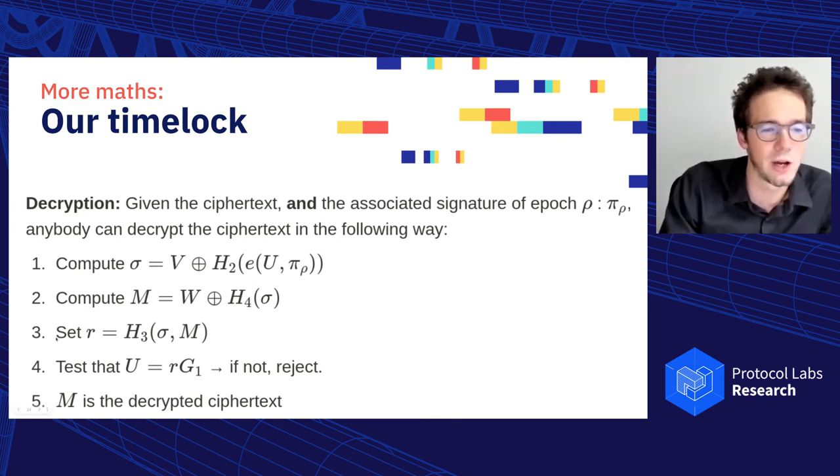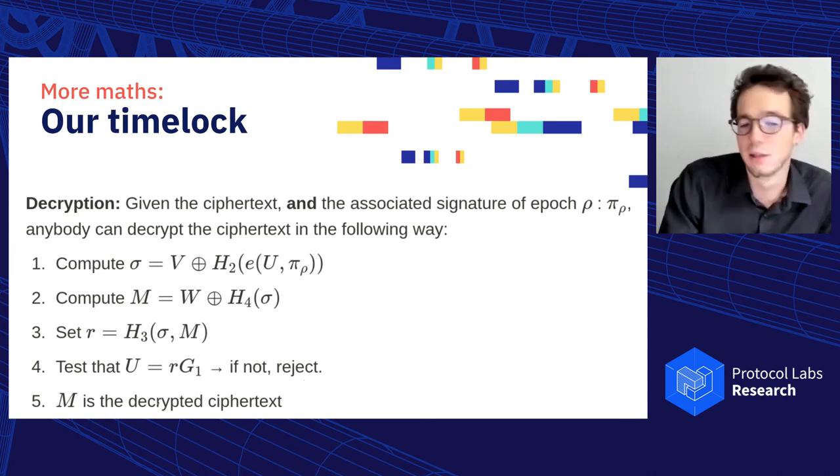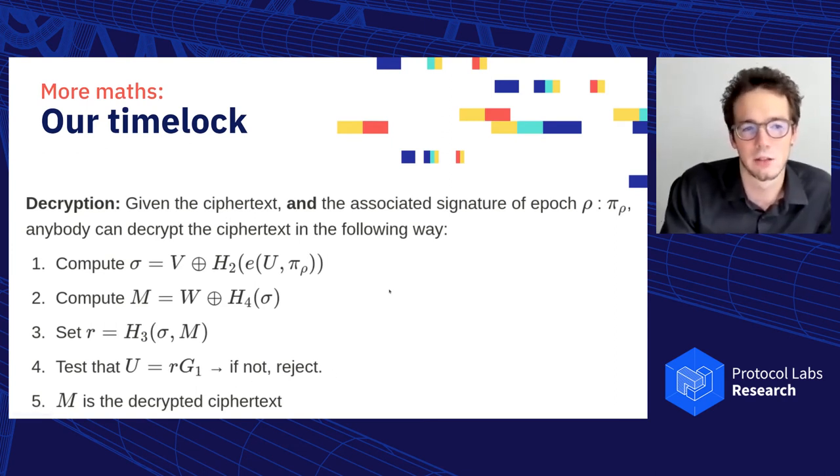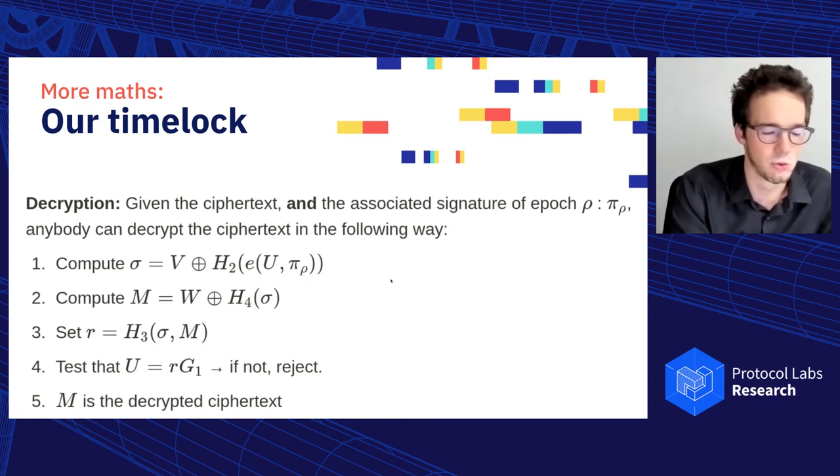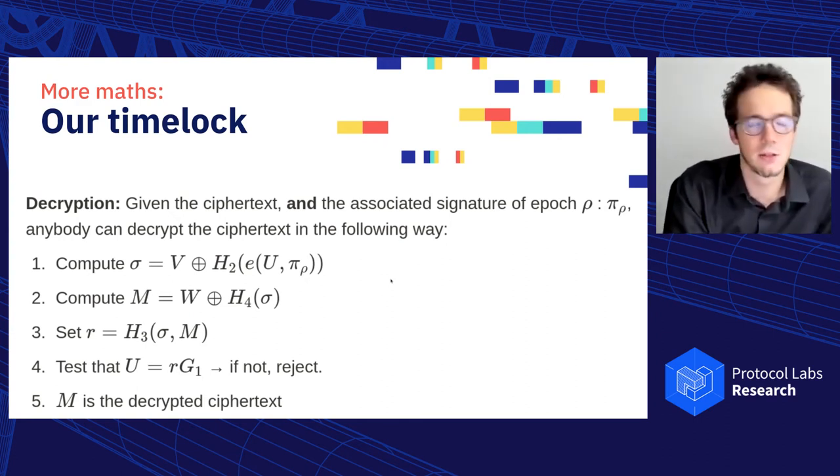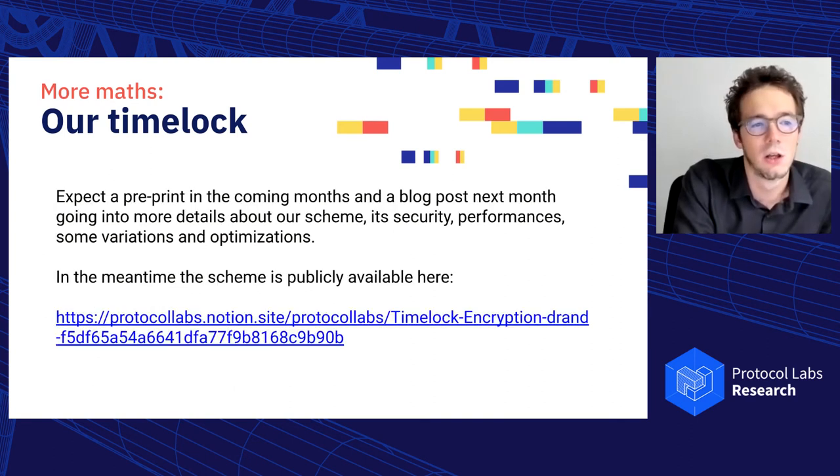You can verify everything was computed correctly by computing the value R out of sigma and the message, and you can verify the ephemeral public key was actually produced by R. And then you get the decrypted ciphertext. So it's really easy to do. And it is also directly based on the IBE paper. So the initial idea didn't change here.